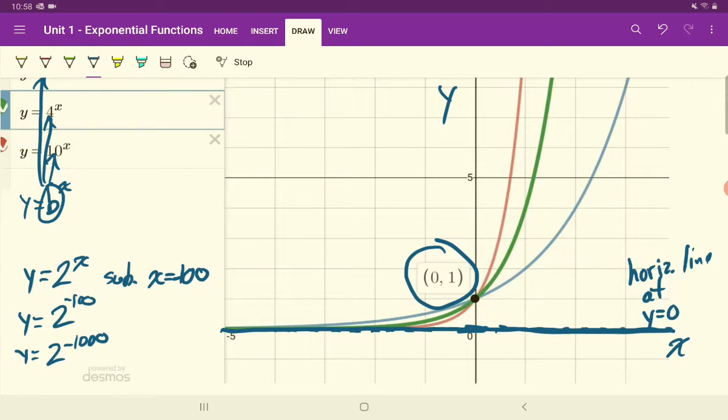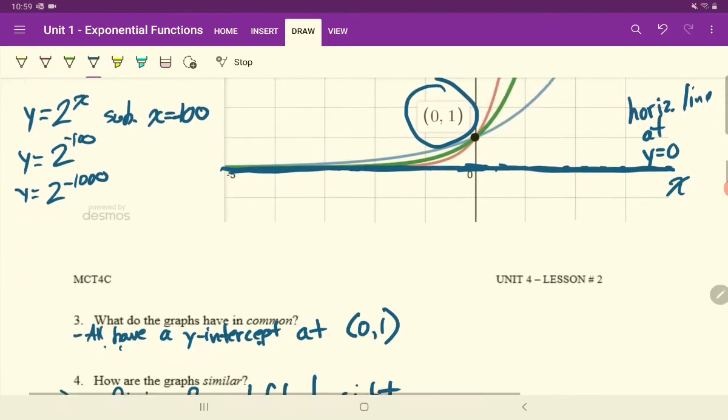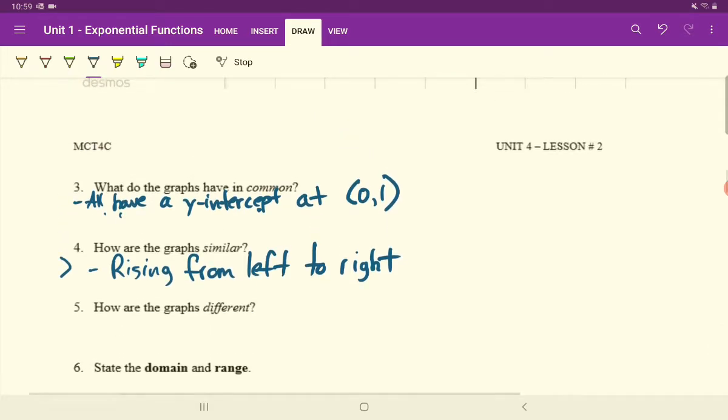There is no way of getting 2 to the power of anything that is a negative number, nor can you get a 0. You can choose any numbers to plug in there. You will never get a negative number or a 0 when you're substituting values in for x. So it keeps approaching this invisible asymptote, or horizontal line, but it never touches it. So what do they have in common?